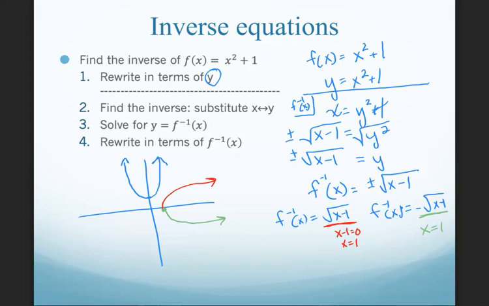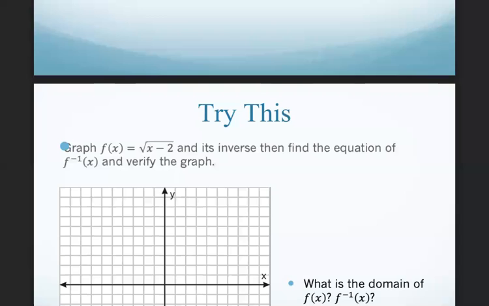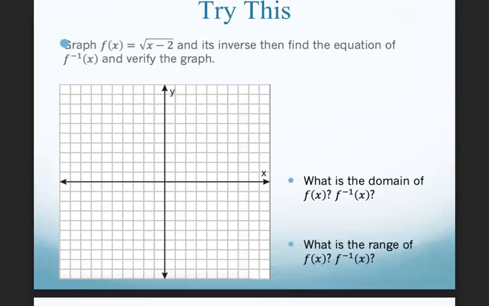Let's look at another example. I'd like you to try this. Graph f of x equals the square root of x minus 2 and its inverse. Then find the equation of the inverse to verify the graph. Okay, so first graph it and find the inverse, then find the equation and verify it. And then we'll look at it together.